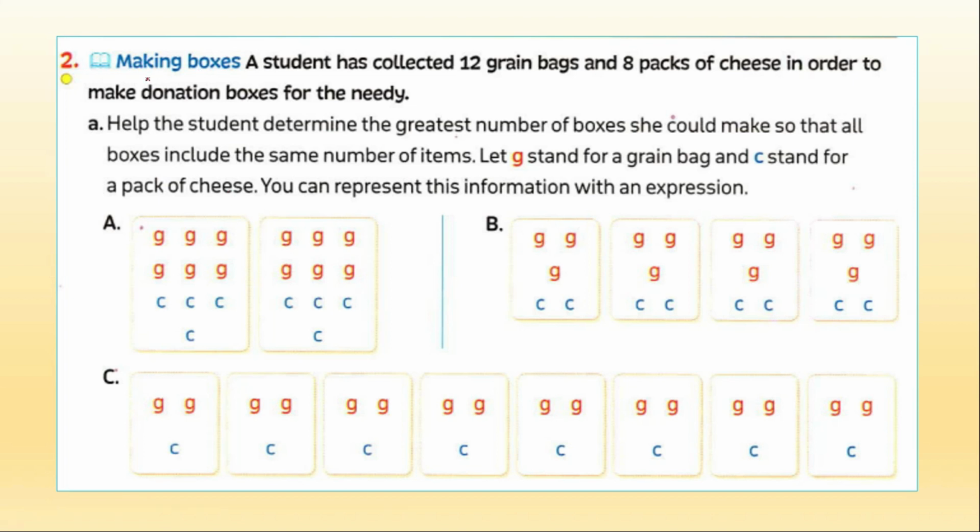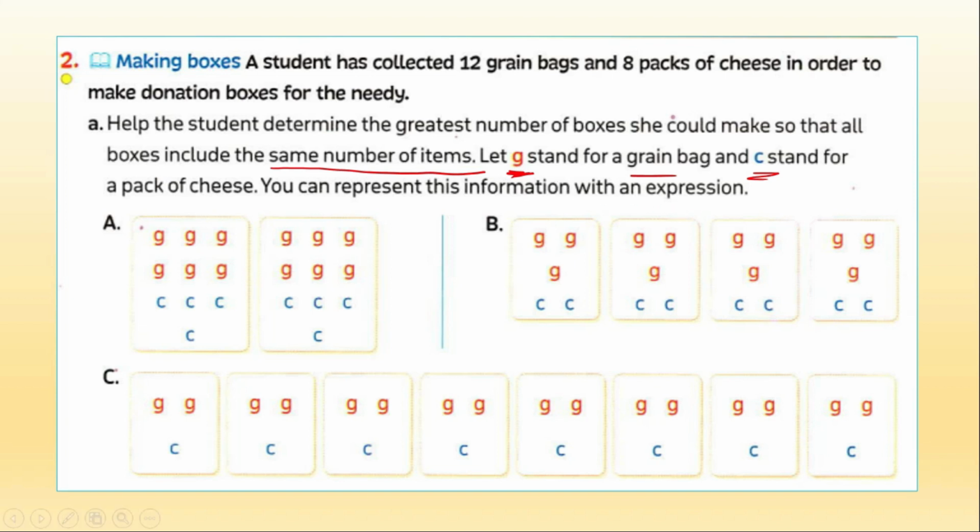Number 2, making boxes. A student has collected 12 grain bags and 8 bags of cheese in order to make donation boxes for the needy. Help the student determine the greatest number of boxes she could make so that all boxes include the same number of items. Let G stand for grain bag and C stand for a bag of cheese. You can represent this information with an expression.